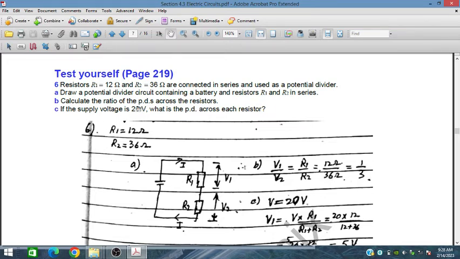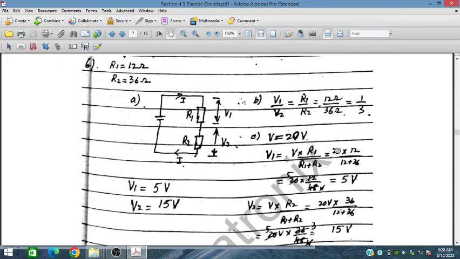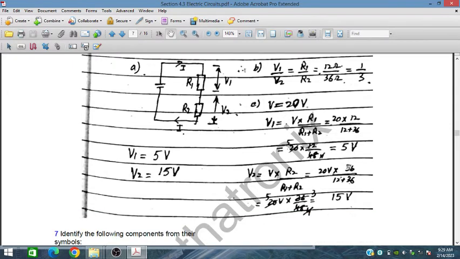If the supply voltage is 20 volt, so here we have 20 volt, what is the potential difference across each resistor? Some of the voltage drop will be here and the other will be here. So this is 5 volt. For R1 it is 12 divided by 12 plus 36 times 20, so this is 5 volt on simplification. Similarly for R2 it is 36 over 48, so this is 15 volt, so 5 upon 15 is 1 over 3, and we have obtained this result.